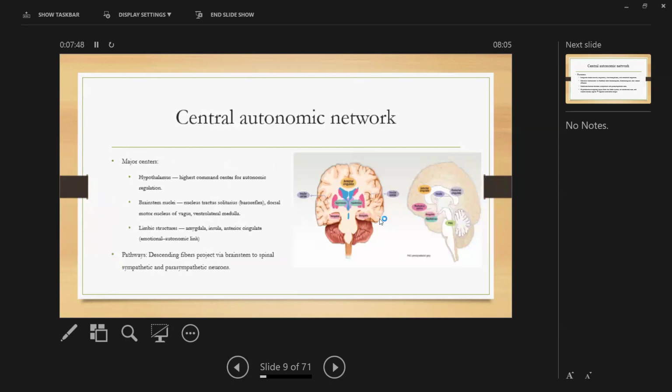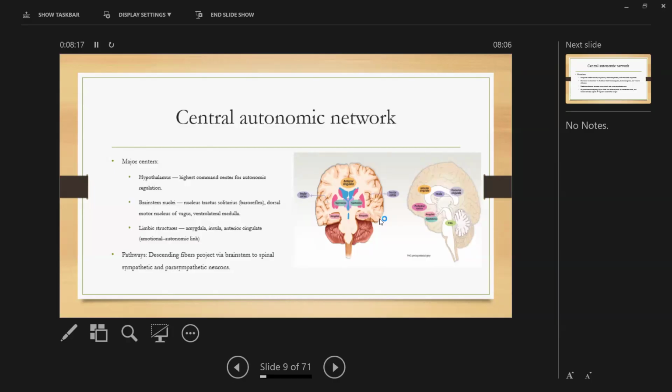Then, so what controls all this? As we told, sympathetic has thoracolumbar outflow and parasympathetic craniosacral, and there is a separate one called the enteric nervous system. So everything is interlinked and controlled by the central autonomic network. There is not a single center; there are multiple centers that work interlinked. For example, the main center is the hypothalamus. It is the highest command. Other than that, it has multiple nuclei around the limbic structures like amygdala, insula, anterior cingulate.